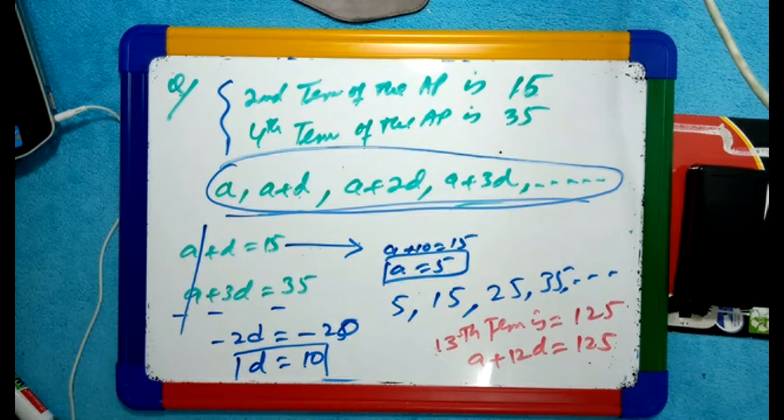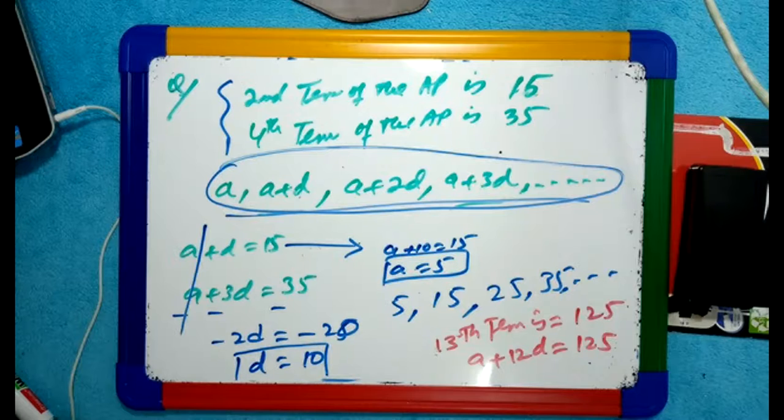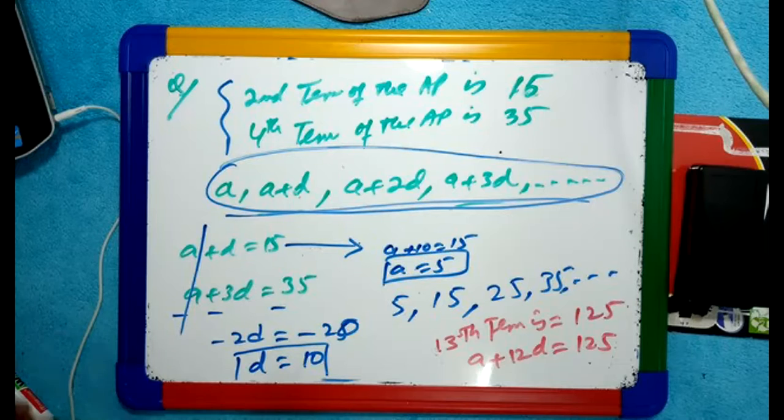If I say the 80th term is 975, what will you write? A plus 79D equals 975. Then you will solve simultaneously and get it.